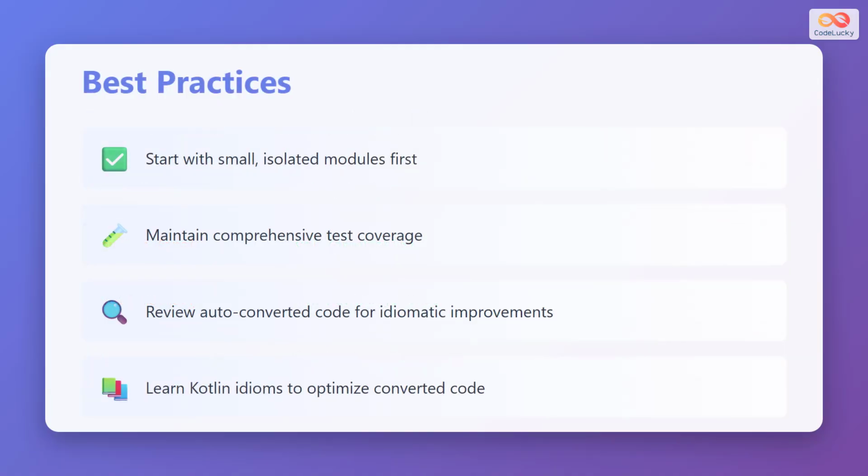Following best practices ensures a successful migration from Java to Kotlin. First, start with small, isolated modules rather than attempting to convert your entire codebase at once. This reduces risk and allows you to learn from each conversion. Second, maintain comprehensive test coverage to verify that converted code behaves identically to the original Java code. Third, always review auto-converted code for opportunities to make it more idiomatic and leverage Kotlin-specific features. Fourth, invest time in learning Kotlin idioms and best practices so you can optimize converted code beyond simple syntax translation. These practices will help you achieve a high-quality migration.